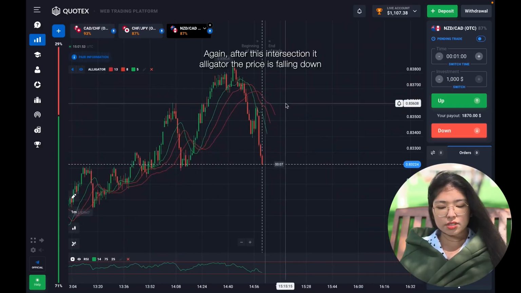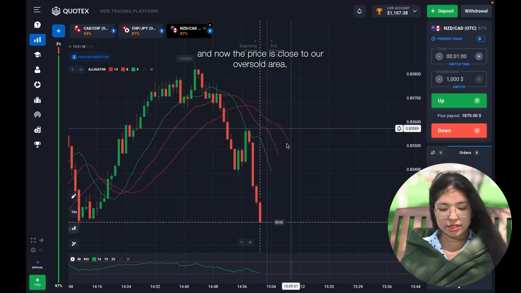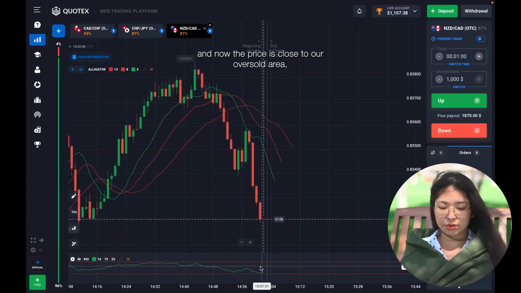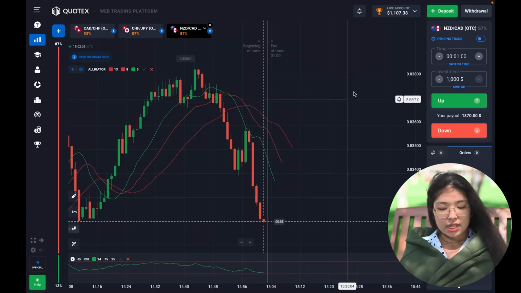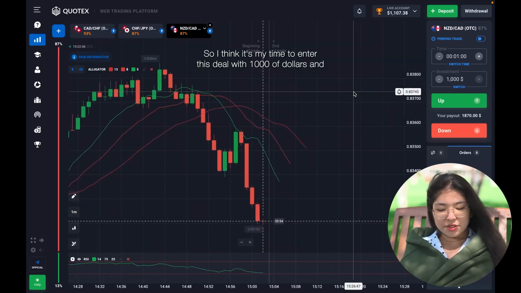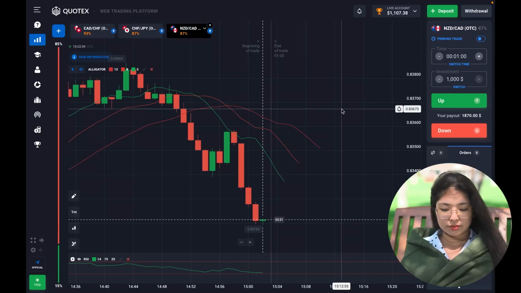So again, after this intersection, it indicated the price is falling down, and now the price is close to our oversold area, but it's not crossing this line yet. So I think it's my time to enter this deal with $1,000 and be ready for a put option right now.